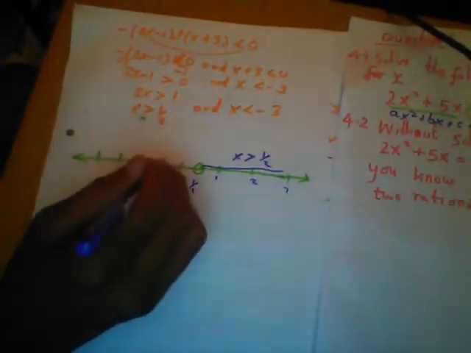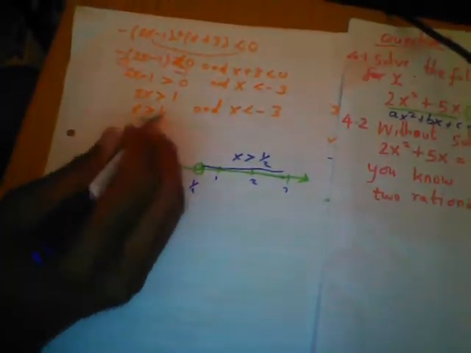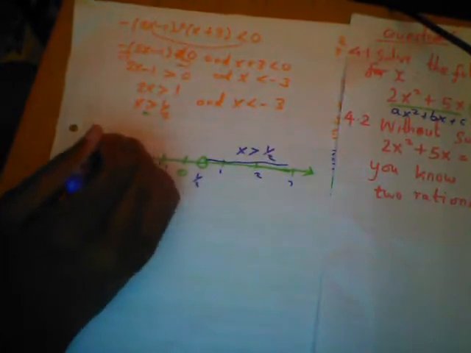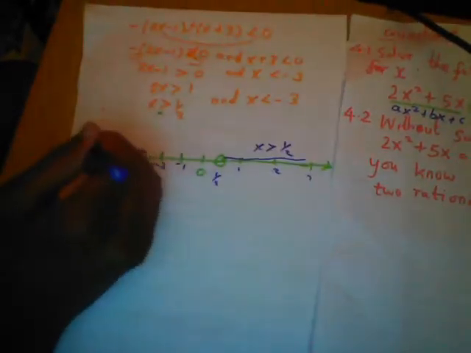Okay, x less than negative 3. So this is negative 1, negative 2, negative 3, negative 4. So x less than negative 3. So this is negative 3 and less is this side. X less than negative 3.